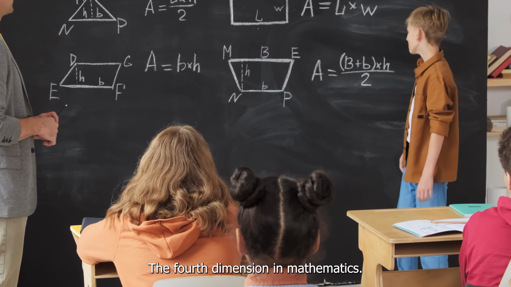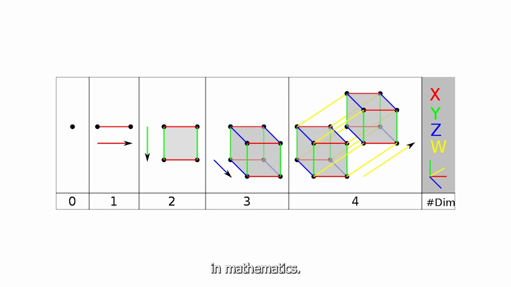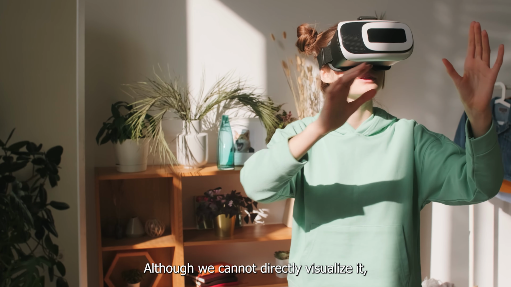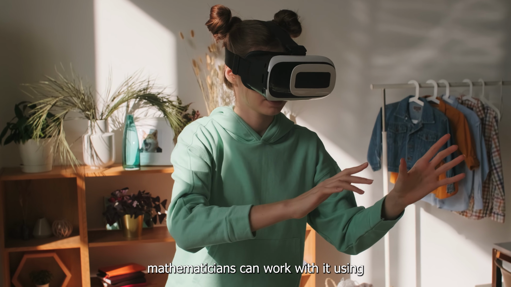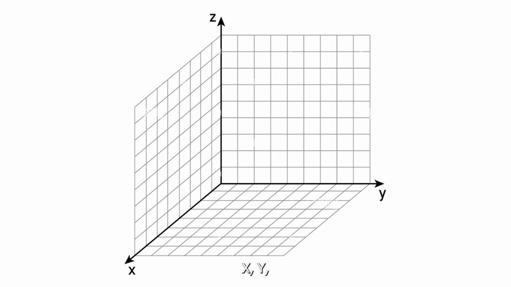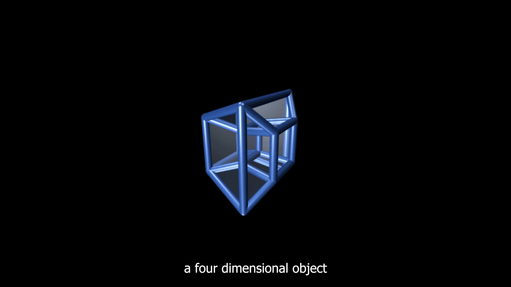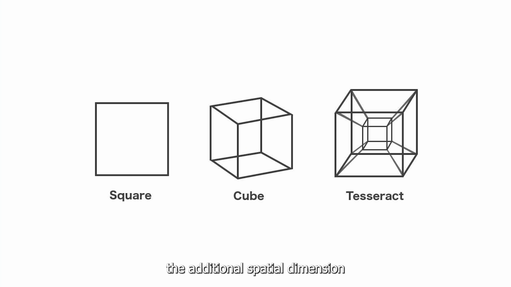The fourth dimension in mathematics: higher dimensional space. In mathematics, the fourth dimension can be thought of as an additional spatial dimension beyond the three we experience. Although we cannot directly visualize it, mathematicians can work with it using coordinates and vectors. Just as a three-dimensional object has coordinates x, y, z, a four-dimensional object has an extra coordinate: x, y, z, w. The fourth coordinate, w, represents the additional spatial dimension.